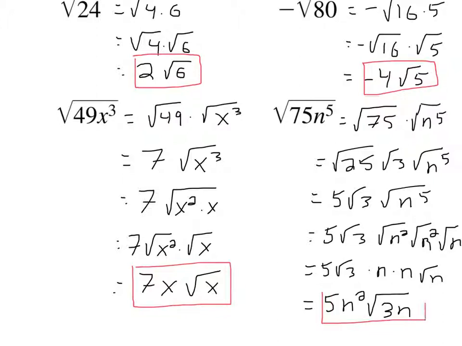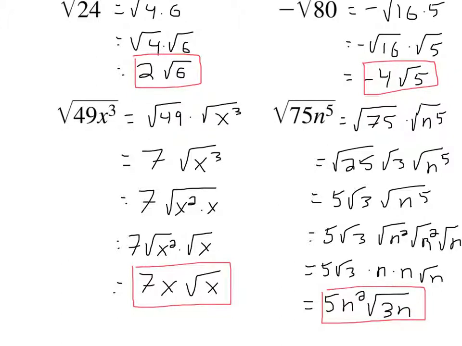And so the way to simplify square root of 75n to the 5th ends up being 5n squared times the square root of 3n. What you might notice is that whenever you have a variable on the inside of a square root, if you take the exponent of the variable and cut it in half, that's going to be your resulting exponent on the outside of the radical, the whole number part of your answer. The remainder will actually be your exponent on the variable on the inside.